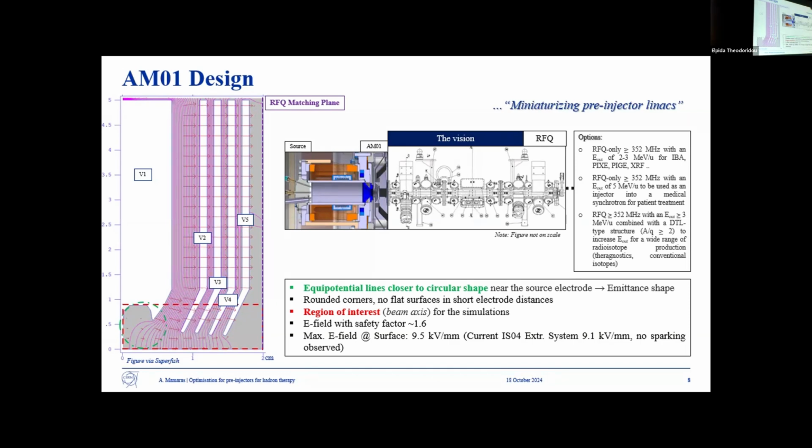And in the middle of this slide, in the center, I have the whole vision, what I like to call miniaturizing the injector Linac. It has a dedicated source with extraction system, injecting directly and matching the beam to the RFQ, which can then either be used as a standalone RFQ for low energy beam applications, or at a higher energy output to be injected into a synchrotron, and also combined with another type of structure for further acceleration and energy output to reach a variety of radioisotope production for either diagnostics or theranostics.